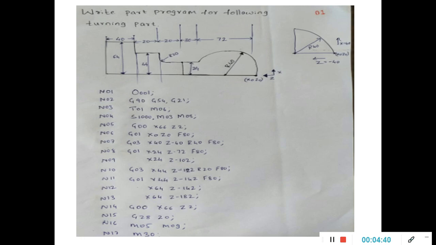Now, how to write the part program for the turning operation. Start with block number 1, O001, the program number. It may be O001, 002, 010, 021, it only indicates the number. O001, block number 1, is program number 1. Then block number 2, N90: absolute coordinate system G90, G54 work offset, G21 all the dimensions are in mm.